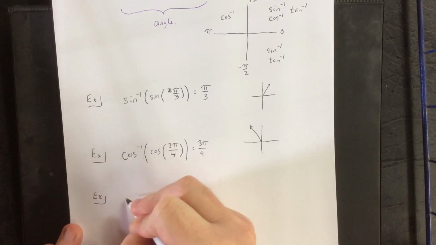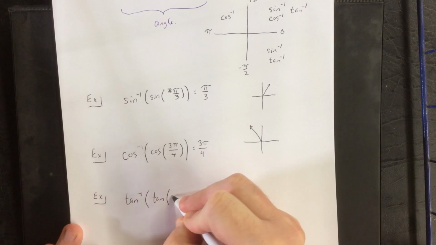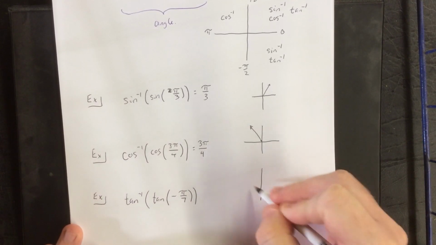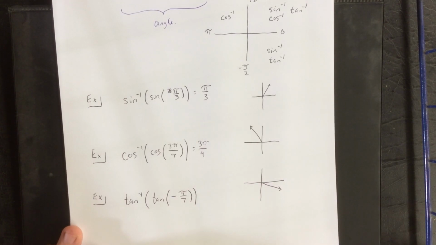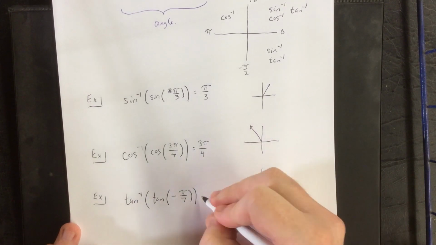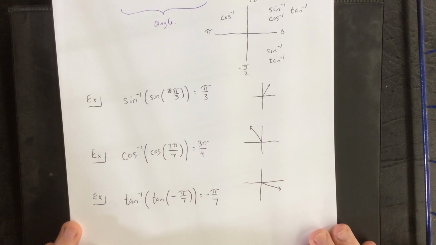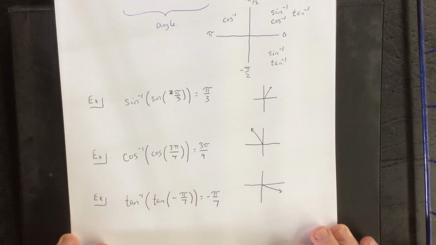Or if I wanted the inverse tangent of the tangent of negative pi over 7, which I realize is not a familiar angle from the unit circle, but that doesn't mean that it doesn't exist. Negative pi over 7 is within quadrant 4, which is part of the restriction for the tangent, so yes, these would simply cancel each other out. Now, a more interesting case is going to be when they don't simply cancel each other out.